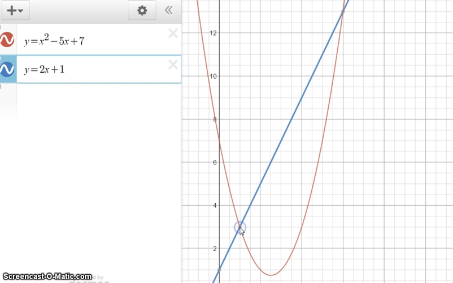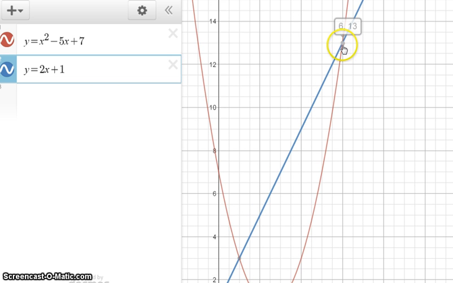Here's our first one here, and that is 1 comma 3. And then our second one, let's see if I could push this down, is 6 comma 13. So again, graphically we can tell very easily what these intersection points are by just looking at the graph, but we need to learn how to do it algebraically. So let's go back and start doing some math.